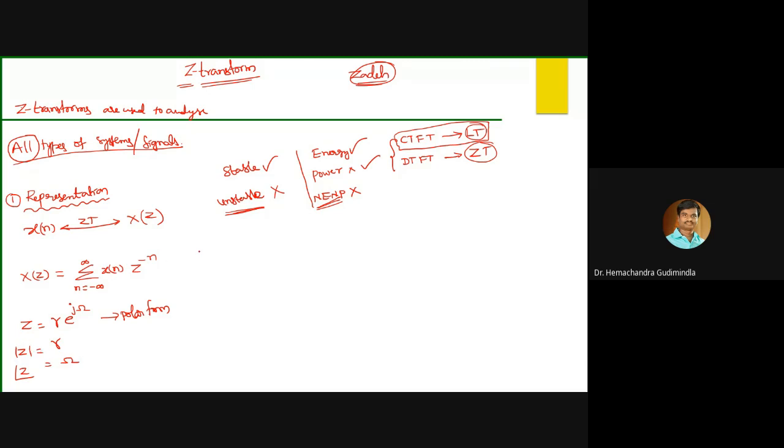Now, first we understand how to represent the Z transform. Second, we need to see the existence condition. The existence condition is that the magnitude of X of z should be finite.